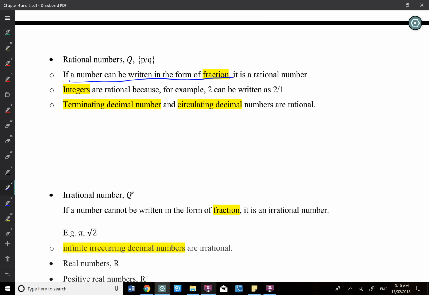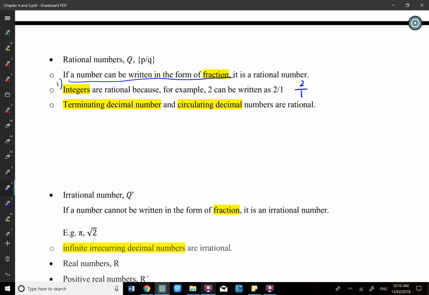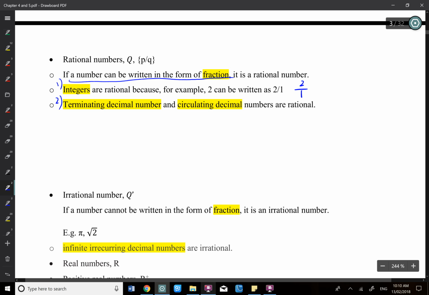So integers are rational numbers. Three things are rational numbers. The first one is integers. Integers are rational numbers because 2 can be put into the fraction form 2/1. That's a rational number. Second one, terminating decimal numbers.